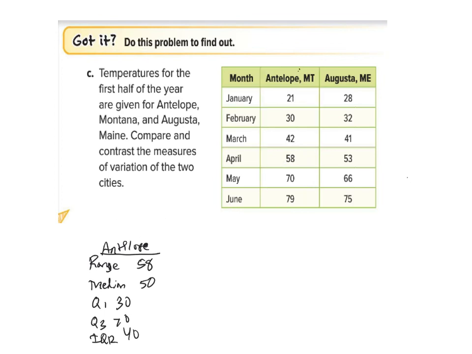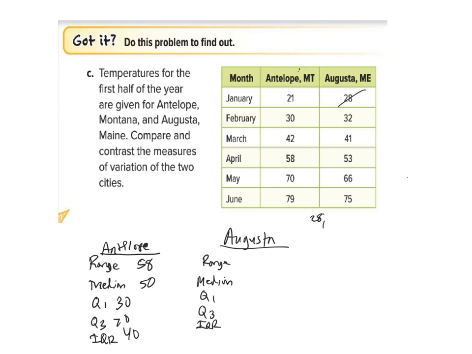Time to do city number 2 so we can compare them. We'll call this one Augusta, Maine, okay? And we'll make our list. Remember, we're going to find the range. We're going to find the median. We're going to find the lower quartile and the upper quartile and the interquartile range. All right. So we got to put them in order again, right? So first things first, let's do that.